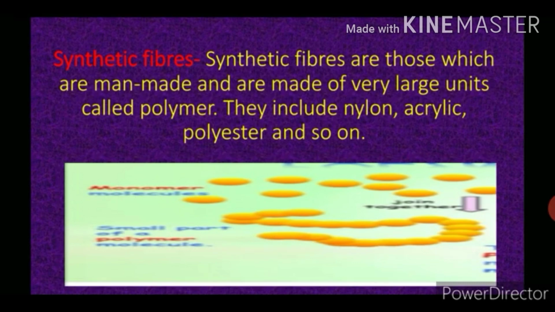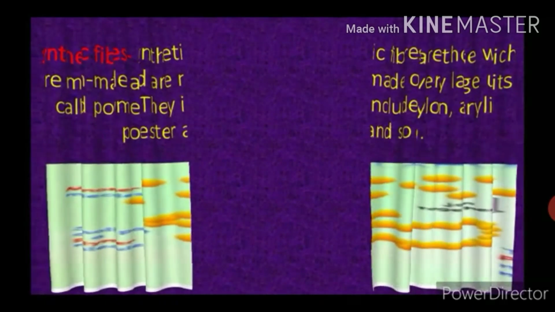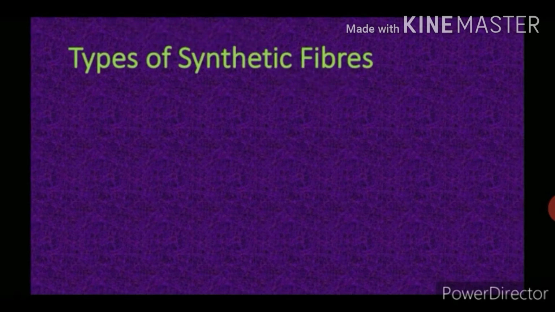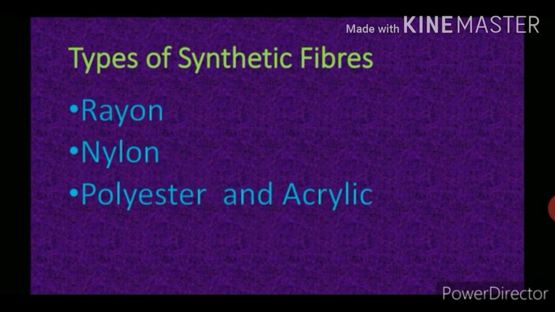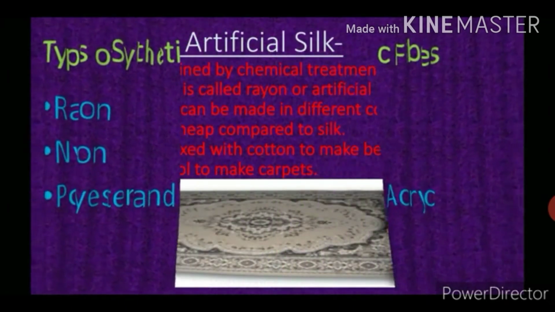Now coming to the types of synthetic fibers. There are many artificial manufactured fibers, but the main ones among them are Rayon, Nylon, Polyester and Acrylic. Now, first we discuss about Rayon.